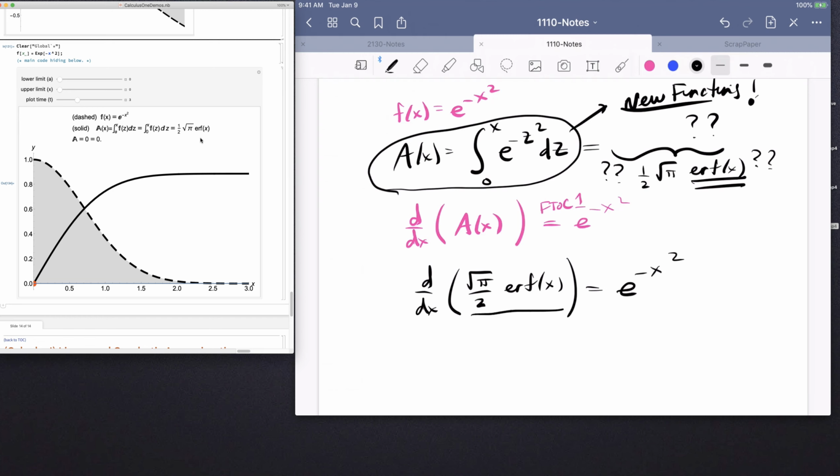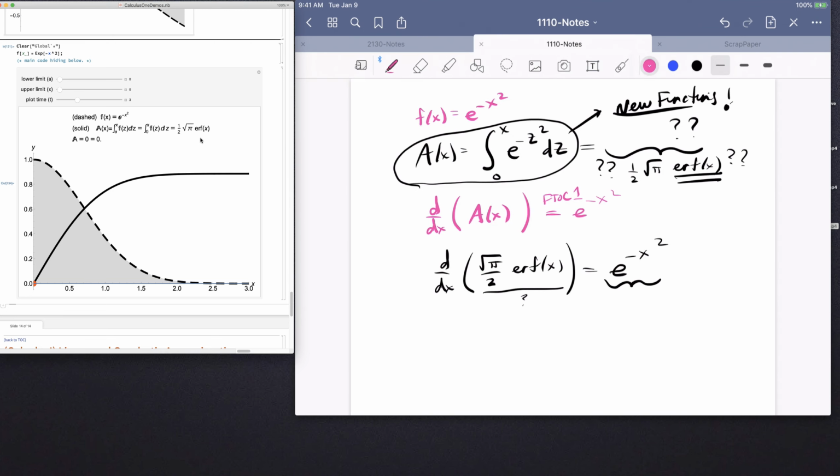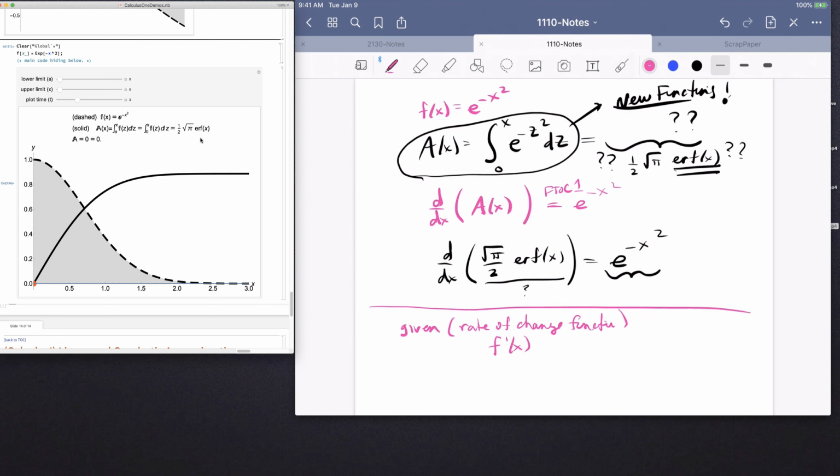So this is a new function that we've never seen before, but its derivative is something we've seen before, e to the negative x squared. Okay? So one thing that we're trying to understand here is that a function can be given to you, any given function. For example, that function might actually be a rate of change function. You might have a rate of change function. And what I mean by that is you might be given f prime of x, okay?